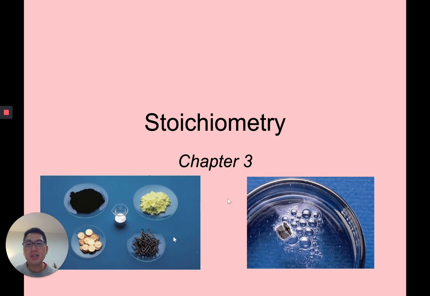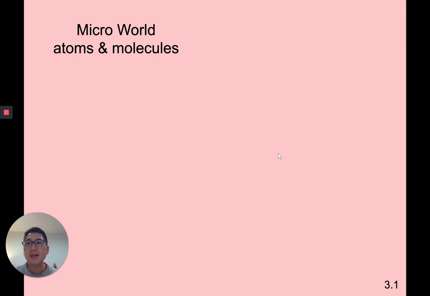In stoichiometry, I'm trying to click to the next slide. There we go. We're going to try to get from the small world of atoms and molecules, also known as just the micro world, micro just meaning small, to our larger scale, our macro world, where we measure things in grams, like we measure length in meters in our normal scale. But for atoms, we don't use meters. That's just way too big.